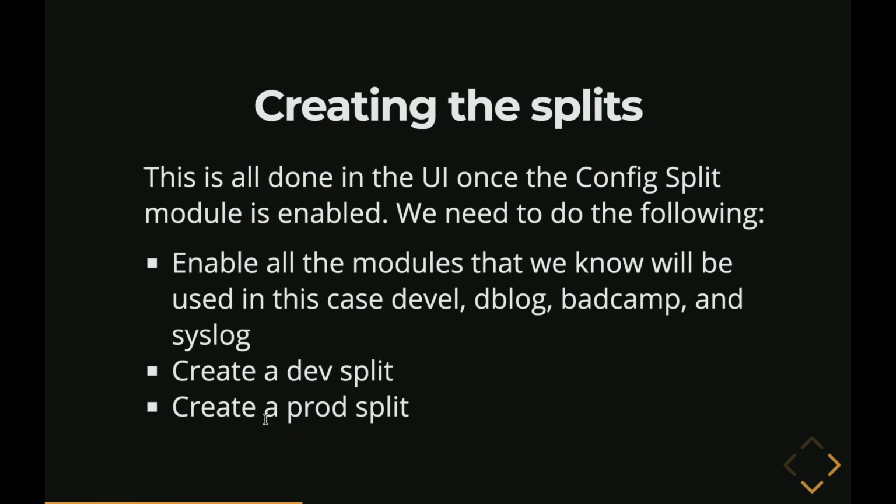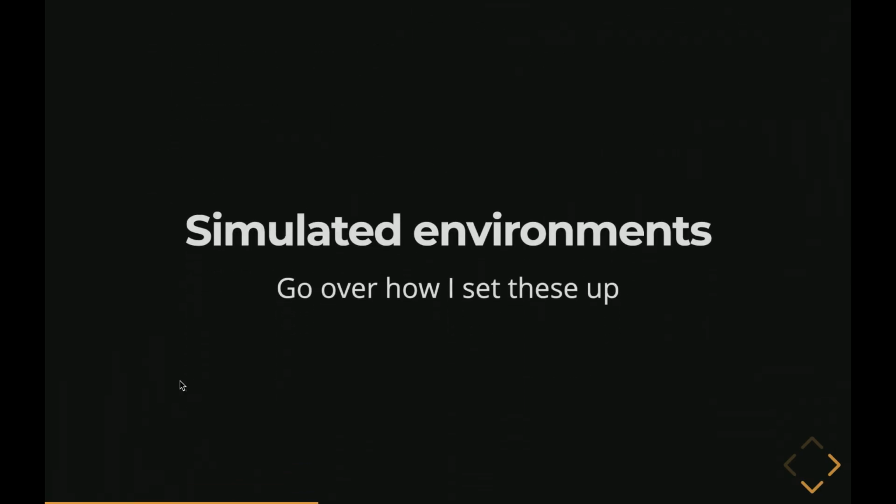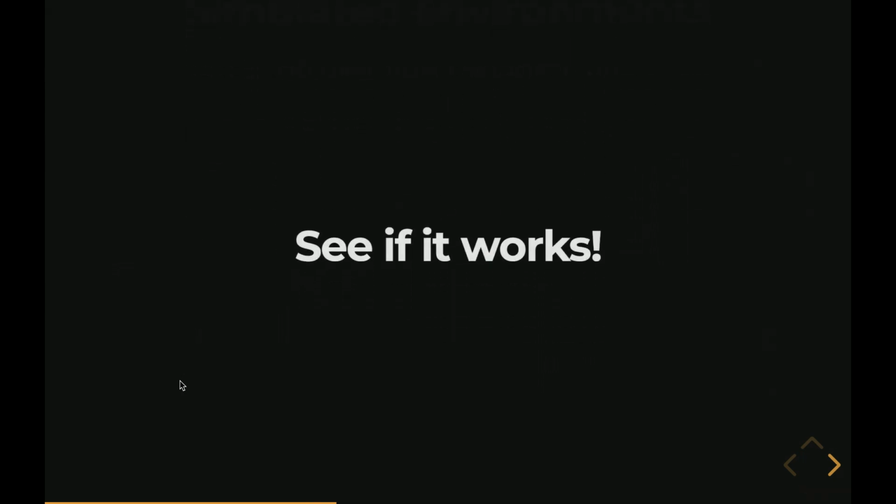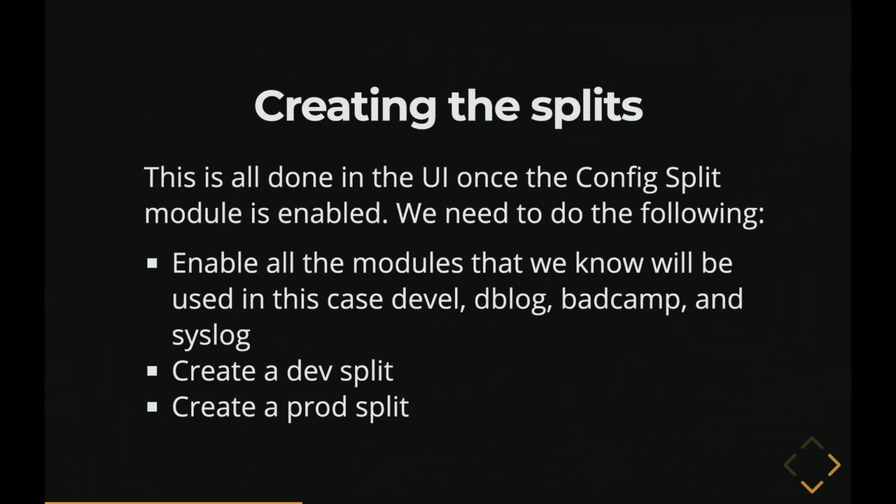The next thing that we want to make sure we do is this piece here. The way config split works, and we're doing a complete split, not a conditional one, is you're going to select certain modules with certain settings that it's going to pull out of the default. So we're using devel, dblog, BADCamp, and syslog. When we create our config splits, you want to make sure all of those are enabled first when you start creating them.